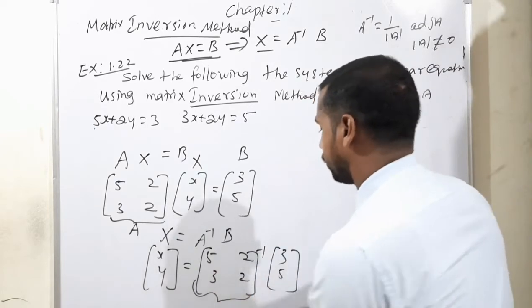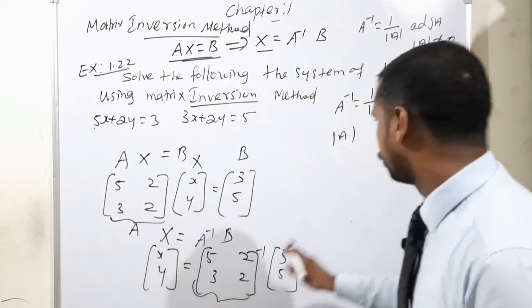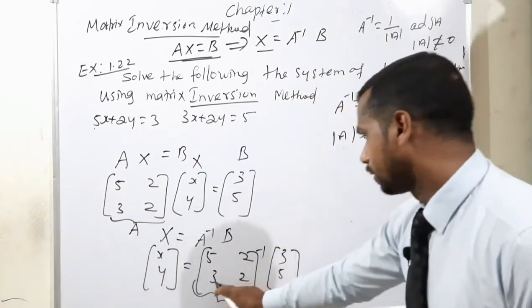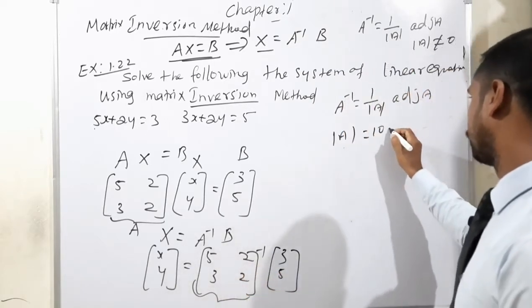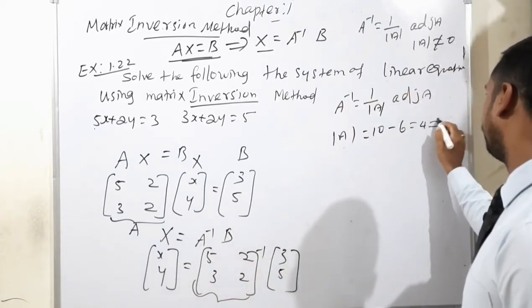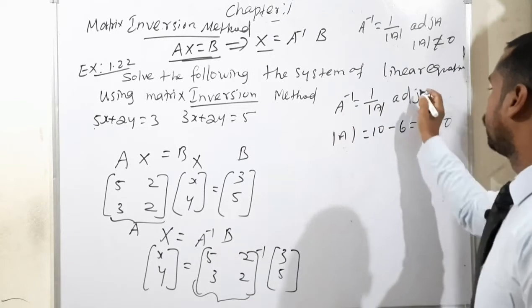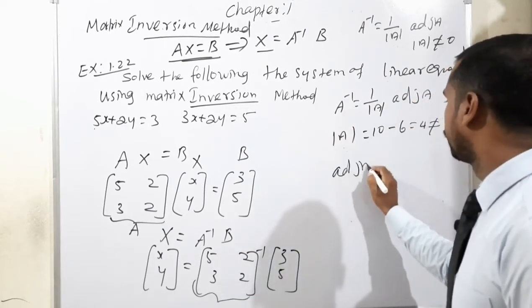AD minus BC. So AD minus BC means 5 into 2, 10. Cross multiply 3 into 2 means 6. So 10 minus 6 is equal to 4. Definitely we can say it's not equal to 0. Then how to find out the adjoint of A?